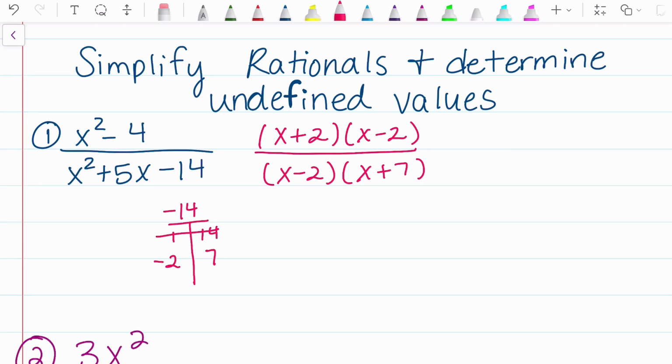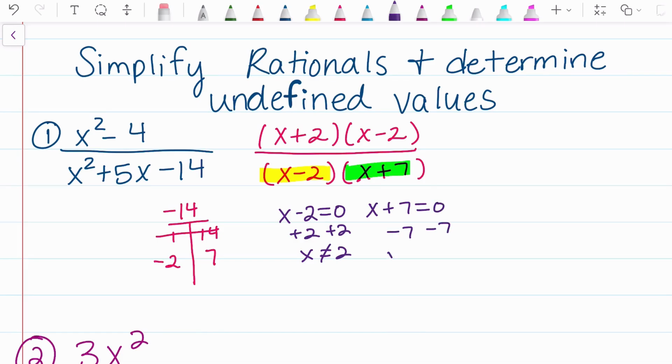Once you get your factors, you are going to find your restricted values or your undefined values, and that's any x value that would make the denominator 0. So for this first factor on the bottom, I would set that equal to 0. I would add 2 to both sides, and I can see that x equals 2 is undefined, because if I plug 2 in, it would give me 0, and then I would be dividing by 0, which isn't allowed. So we know x cannot be 2. Then over here for this x plus 7, I would do the same thing. So I would have x plus 7, set it equal to 0, subtract 7 on both sides, and x cannot be negative 7. And so these are my undefined values.